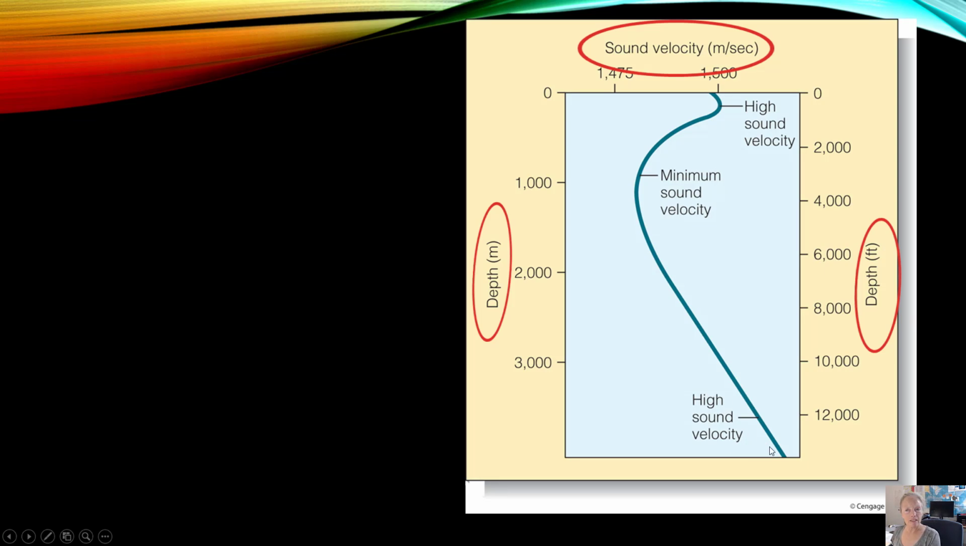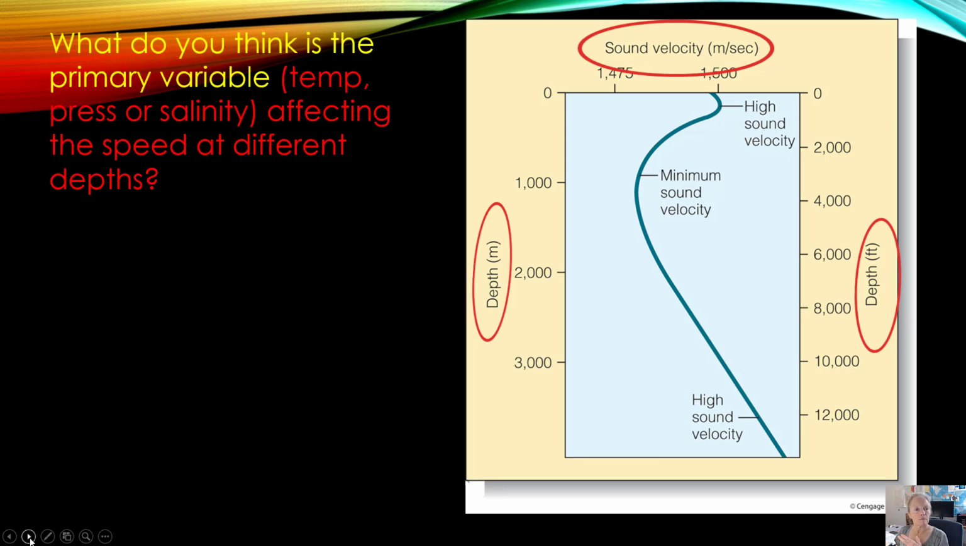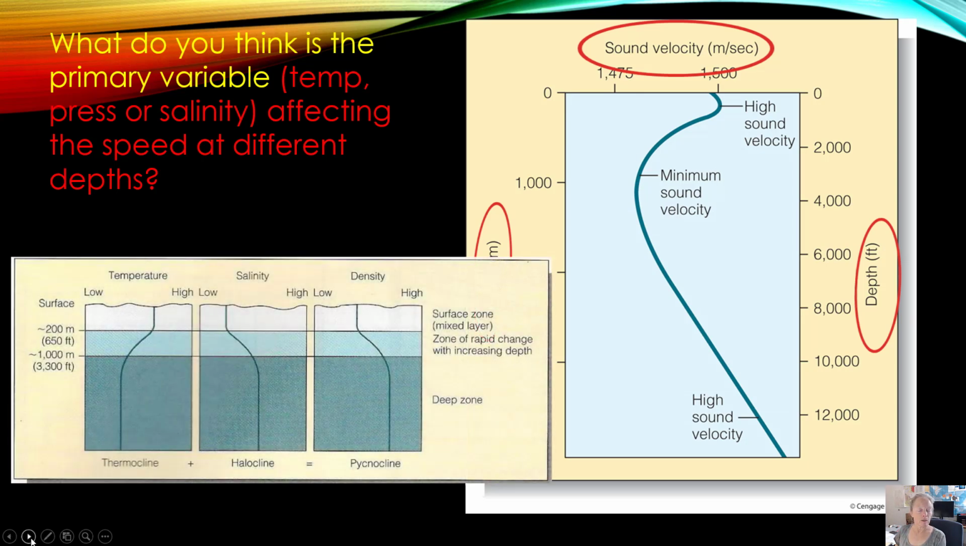And why would it get so high down there? It's not the temperature, because it's cold. But we know that it's more saline down there and there's much more pressure. So again, when you're looking at these, try to use the different variables, temperature, pressure, and salinity, that might make the difference.